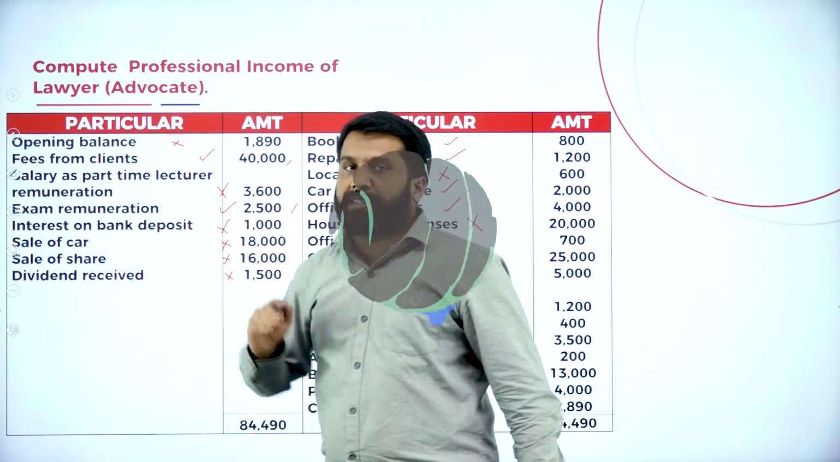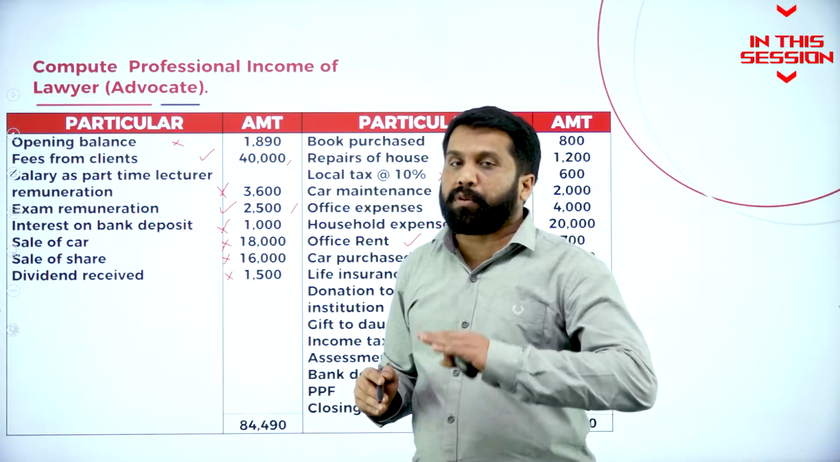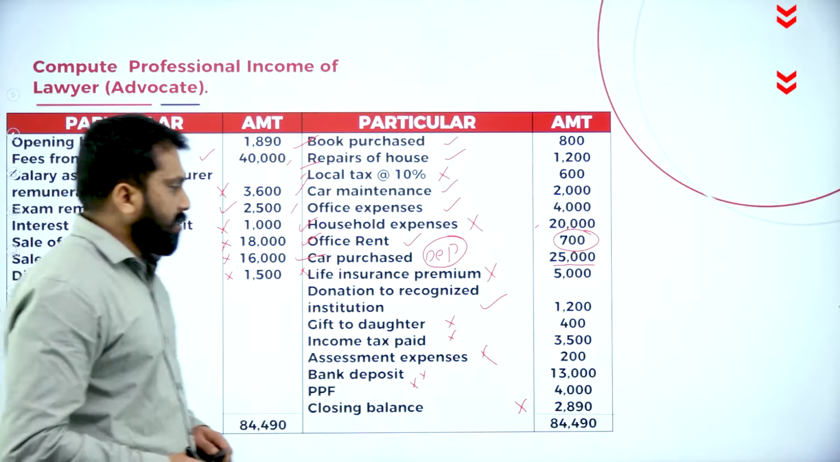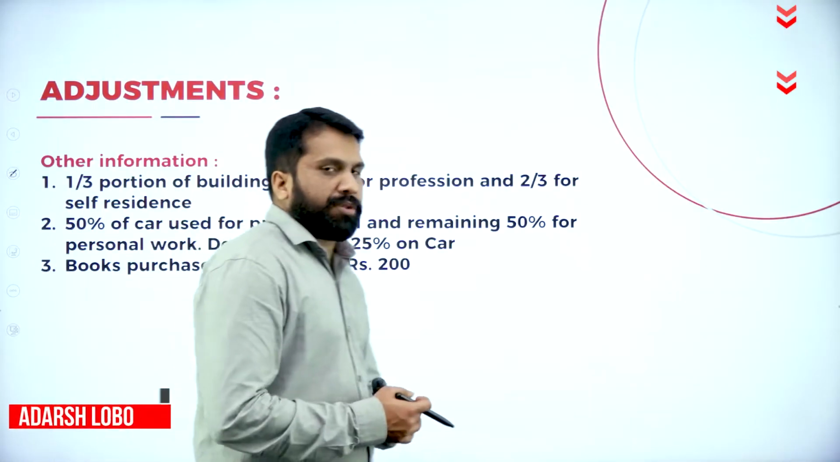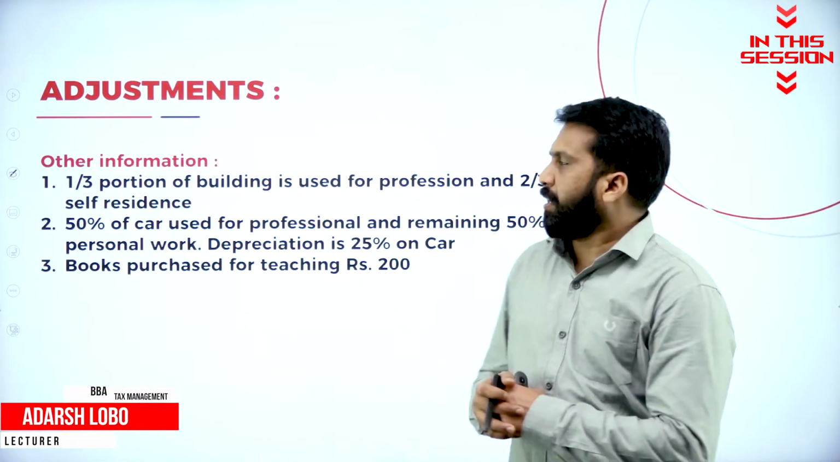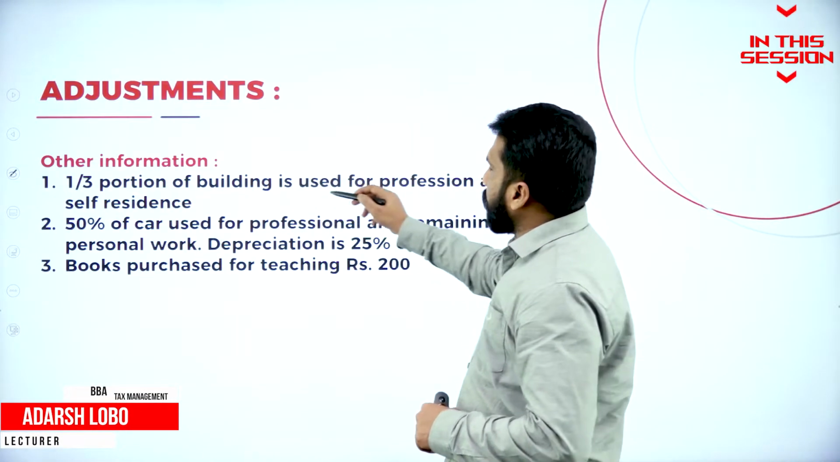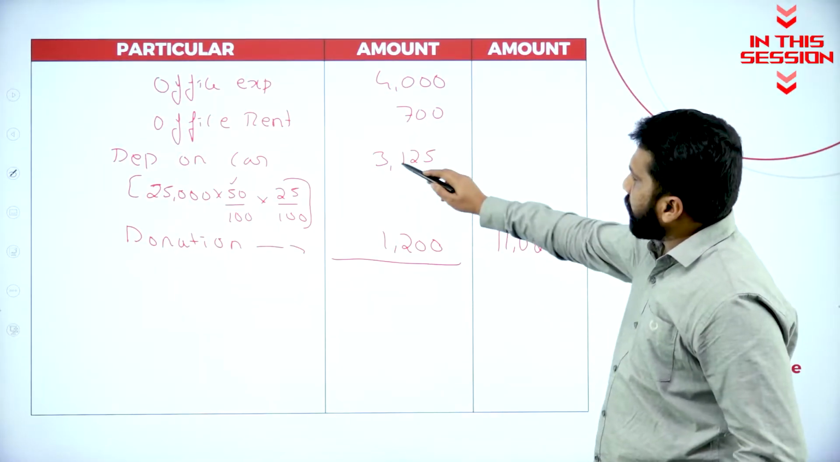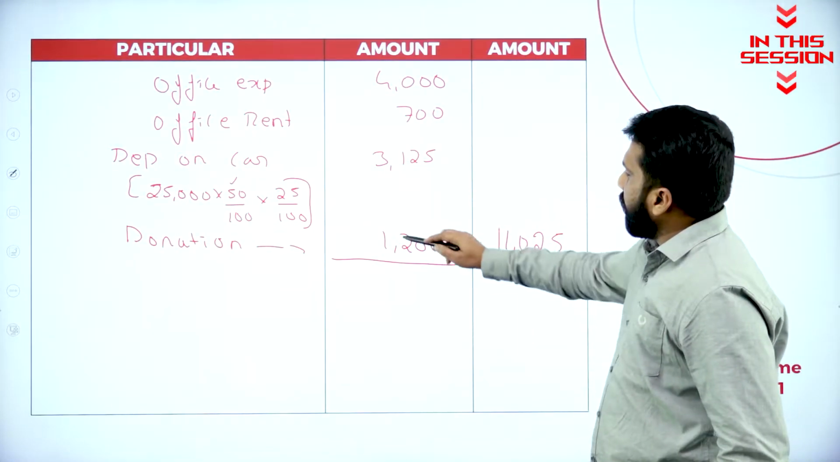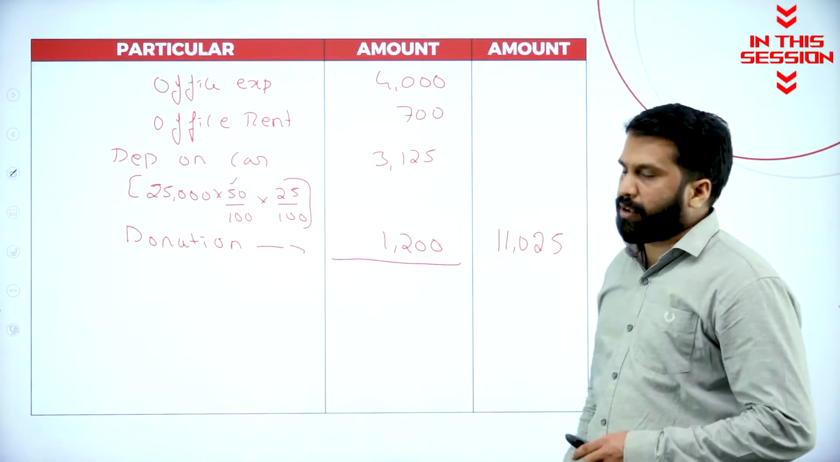These are all income, but these are not professional income. Closing balance also we will not consider. Hope you are clear. Yes, these are the adjustments we have: 1/3 portion of the building used for professional. 4,700, 7,825, 8,000, 10,025.